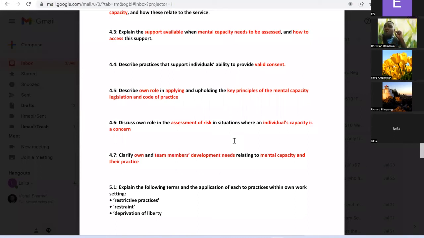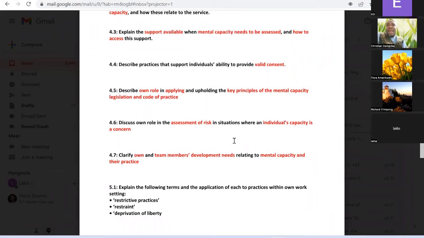4.5, describe your own role in applying and upholding the key principles of the mental capacity legislation and code of practice. In other words, how would you apply the principles? We talk about the principles, the 6 principles. Is it 6 principles? Yeah. So you have to talk about the principles and how you apply them. We talk about the fact that you don't assume that a person doesn't have capacity. It's one of the principles. Just trying to refresh your memory of the principles and how you apply them.